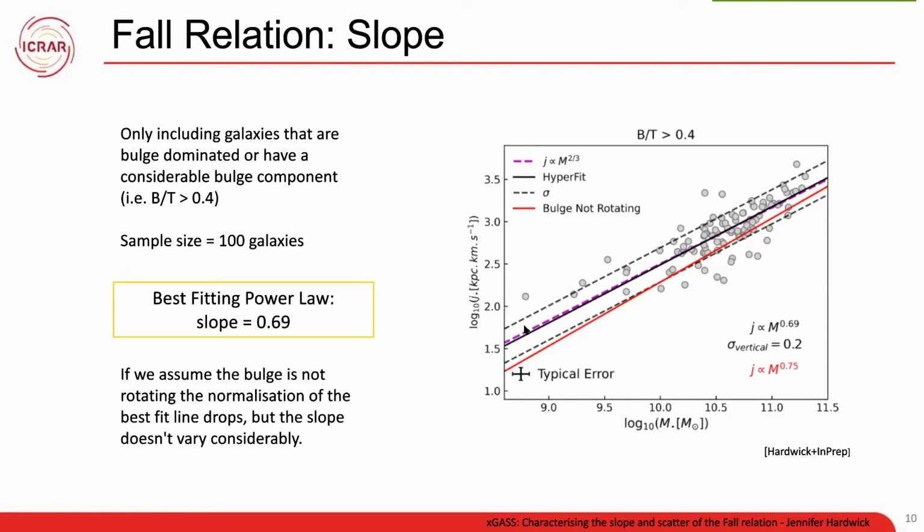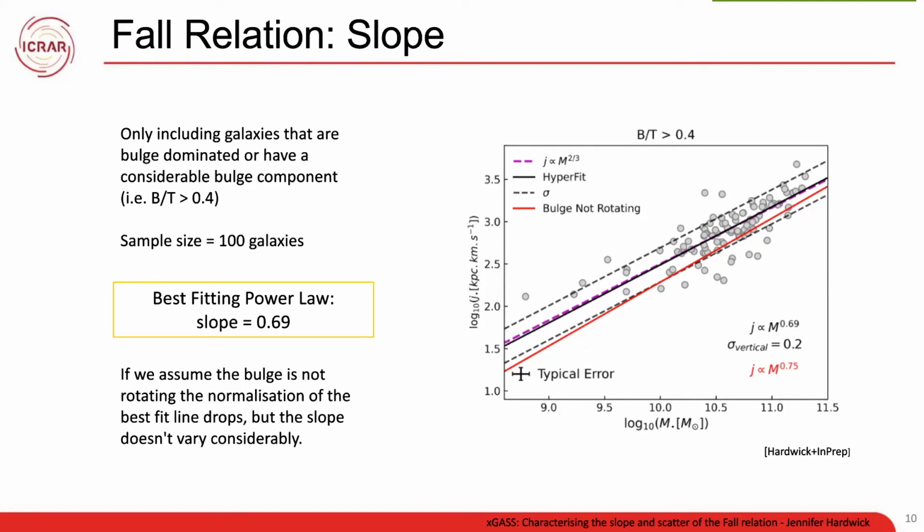Like I mentioned earlier, we're assuming the bulge to be co-rotating with the disk. But if we do the other extreme assumption, that the bulge is not rotating at all, and fit a relation to that data, then you can get this red line here, where you see that the normalization of the specific angular momentum drops as you have less rotation in that calculation. But the slope of this doesn't change considerably, with only a slope of 0.75 now. So our result is still robust to this assumption, we feel.